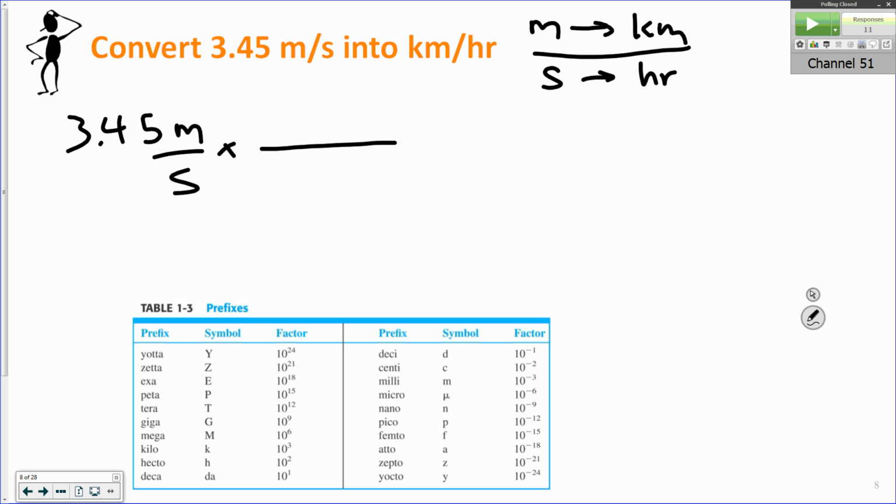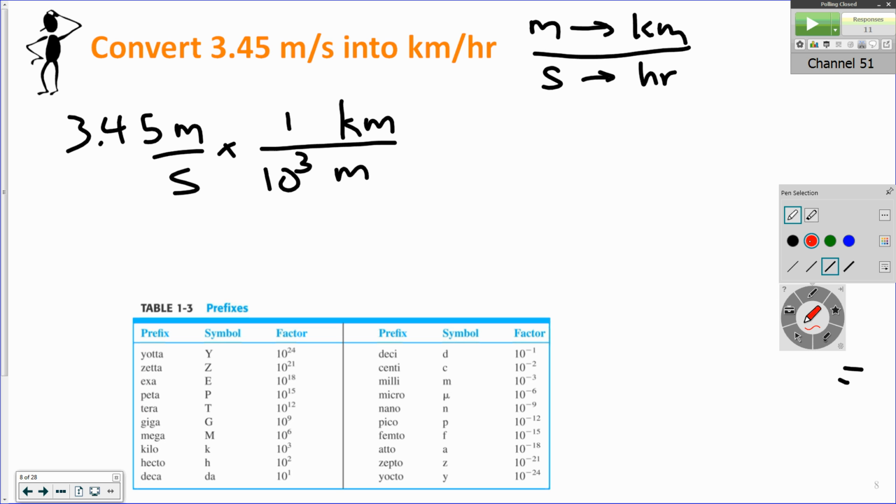To go from meters to kilometers, I put the unit I want to cancel out on the bottom, and the unit I want to arrive at on top. 1 kilometer is 10 to the third meters. If I do that simple step, meters cancel out. I keep the numerical values and make kilometers.